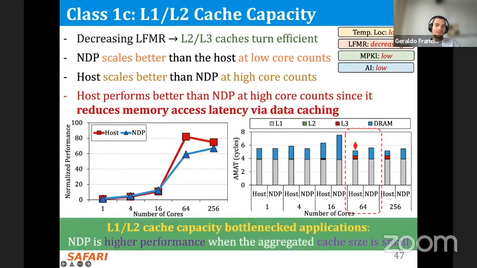To conclude, we find that the primary source of memory bottlenecks in class 1C is limited L1 and L2 cache capacity. Therefore, while the NDP system improves performance at low core counts, the NDP system does not provide performance benefits across all core counts for class 1C functions.